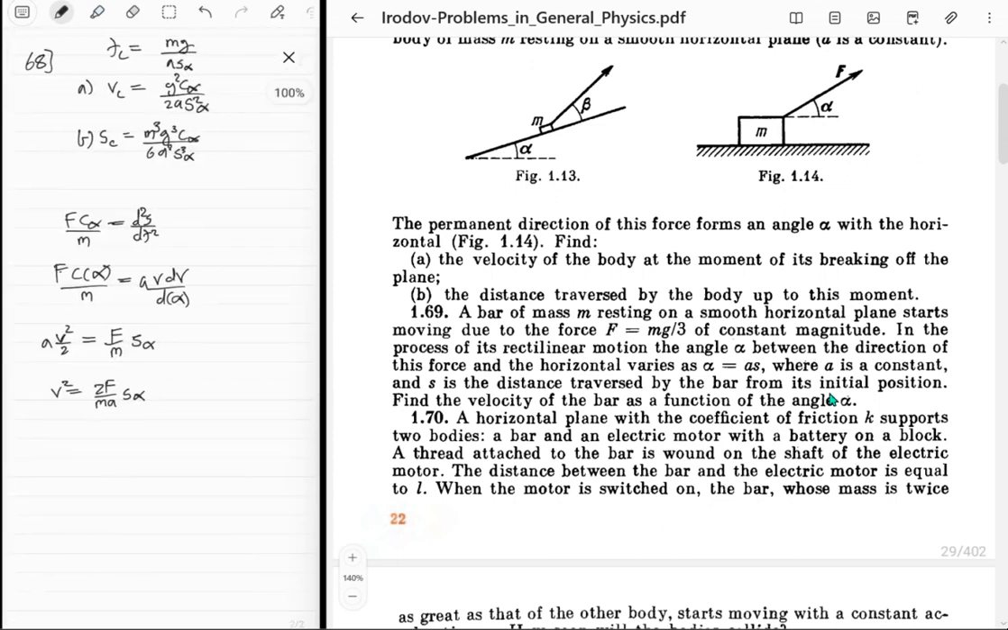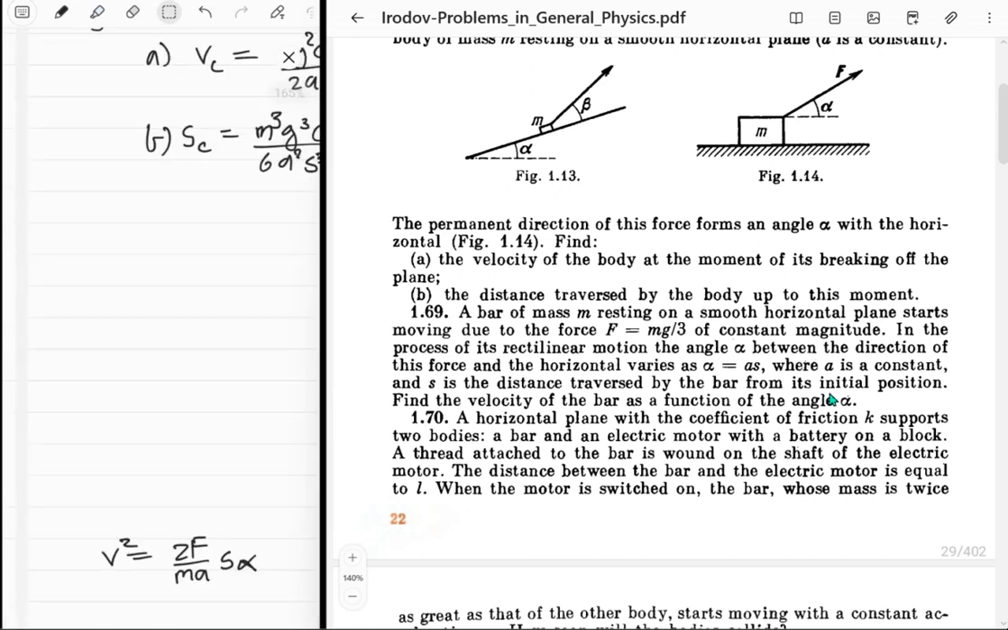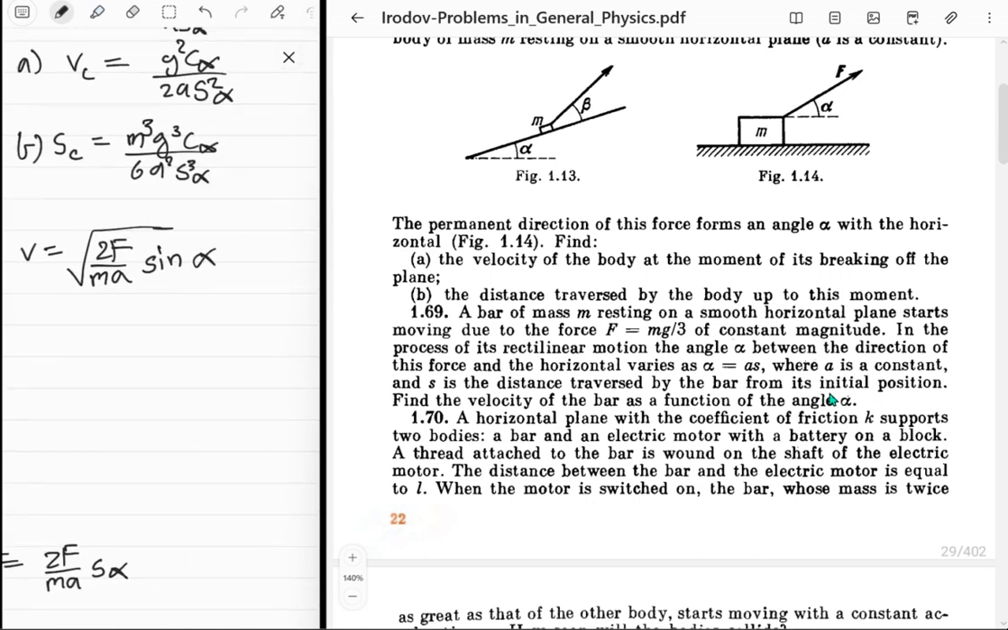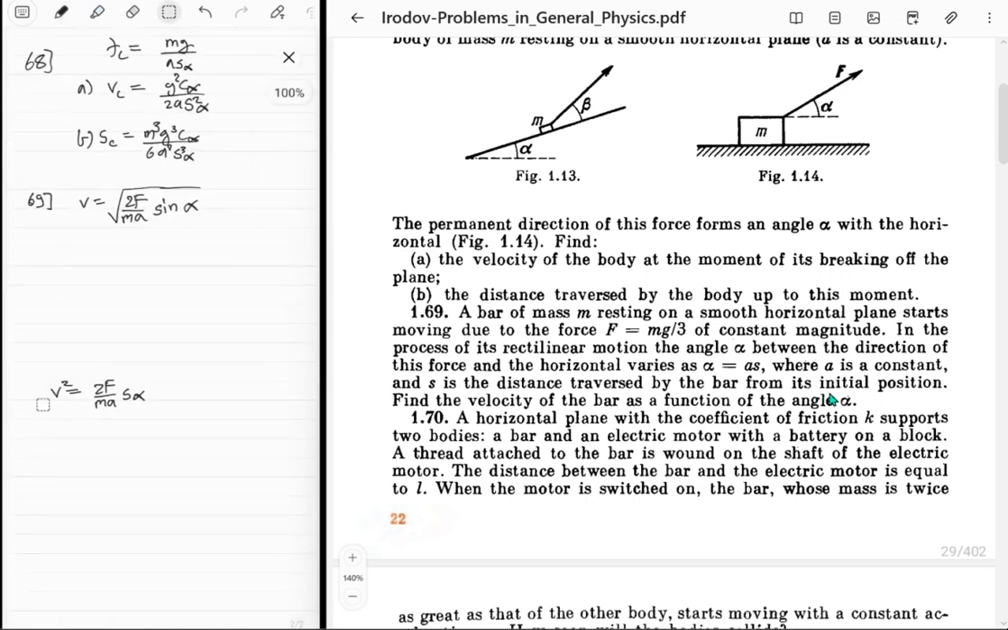So that's the answer for 69, and that's what we need to find. So 69 is the square root of 2F upon ma sine alpha. Cool. Now 70.